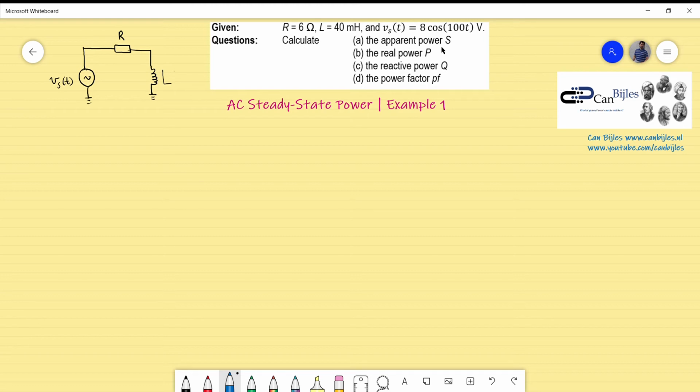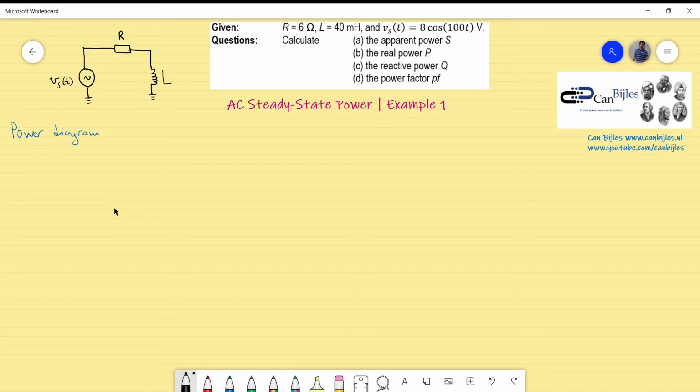Calculate apparent power S, calculate the real power or true power, calculate reactive power Q, and calculate the power factor. Now, if I look at these four questions, I can make a drawing which will show clearly what's actually the situation for this example. So let's make a drawing of the power diagram, because it's all about powers in this circuit.